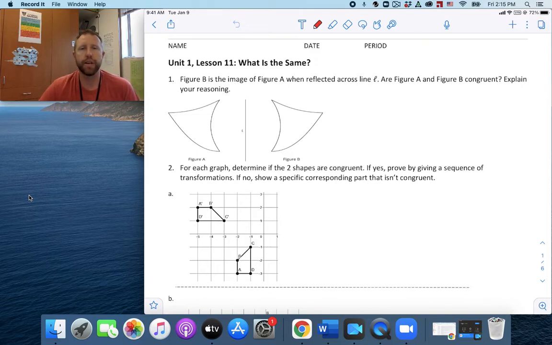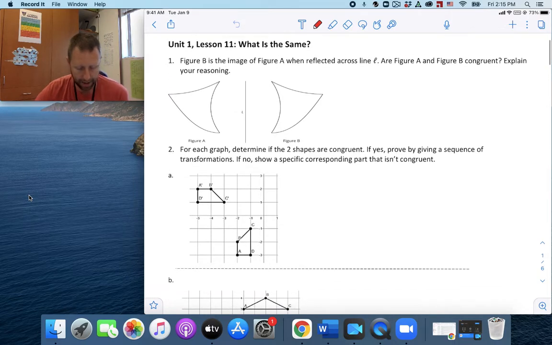So the first question here is: figure B is the image of figure A when reflected across line L. Are figure A and figure B congruent? And that means the same. Explain your reasoning. Here, I'm looking at this and I see, okay, it looks like they're the same, but remember we can't just go based off of that.